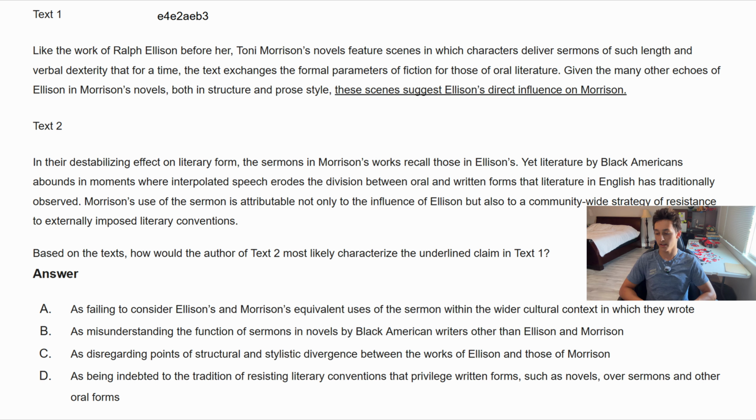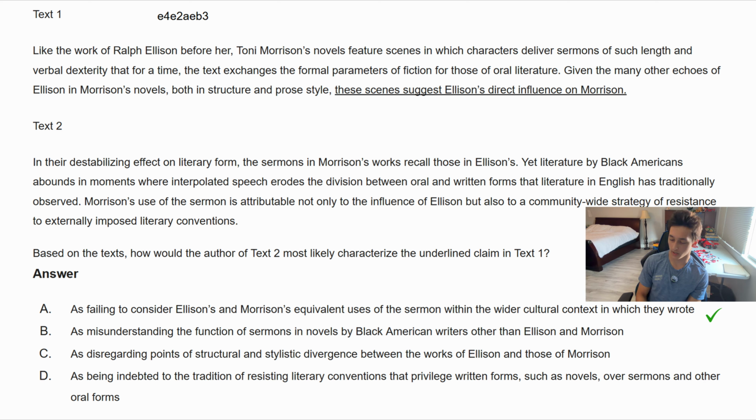Text 1 is saying that Ellison directly influenced Morrison. Text 2 is saying that it's not only influenced by Ellison, but also by the community around and externally imposed literary conventions. So similar to the first question we did, it's more of an overlooked type of thing. You're overlooking that there's actually more than just Ellison influencing here. Choice A: as failing to consider Ellison's and Morrison's equivalent uses of the sermon within the wider cultural context in which they wrote.